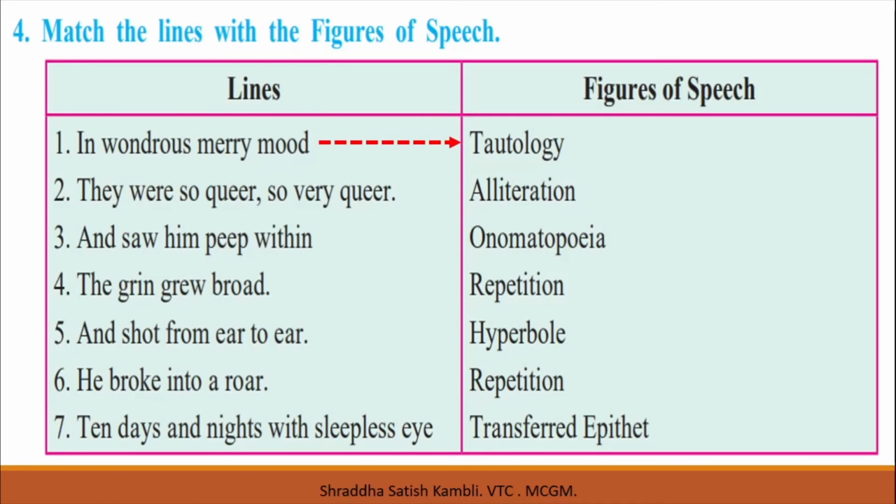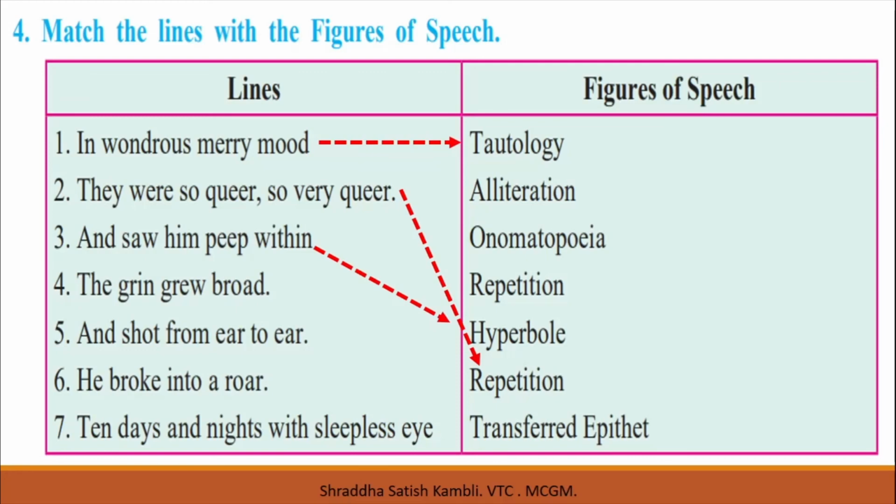They were so queer, so very queer. So it is an example of a repetition. Why? Simply because the words queer and queer have been repeated. And saw him peep within. So like I told you, he peeped within the paper. Is that possible? It is not possible. It is an overstatement. So it is an example of hyperbole. Okay? You can look at a paper. You cannot peep within a paper.